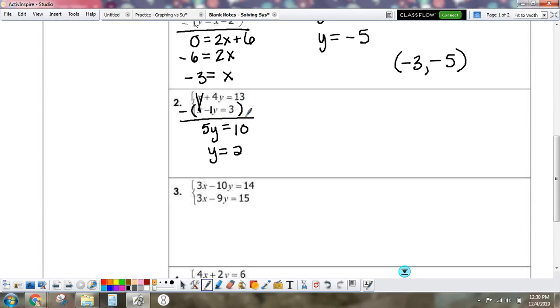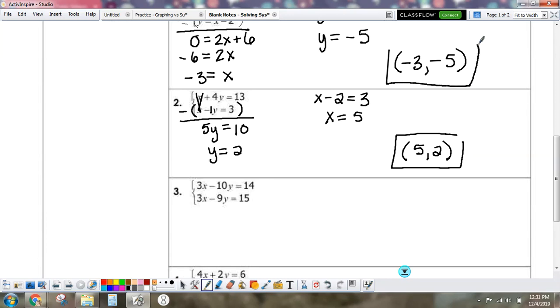So I'm going to go ahead and do x minus 2 equals 3. Add 2 to both sides, and I get x equals 5. So my solution is 5 comma 2. Okay, I'm going to put a box around these so that way I know this is my solution. So it's easy to spot.